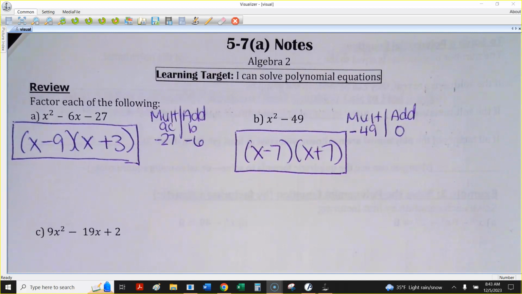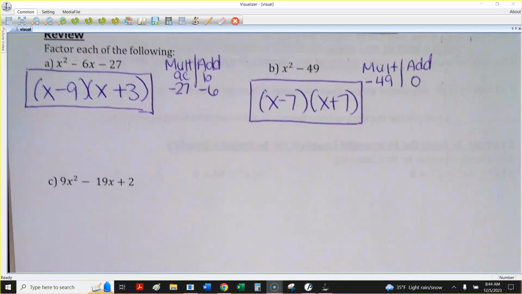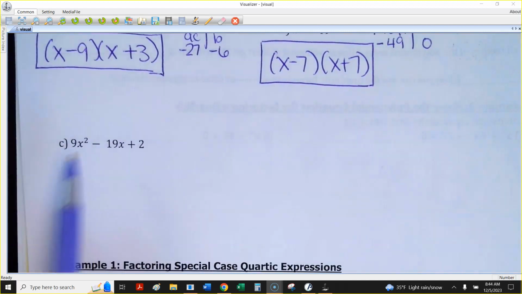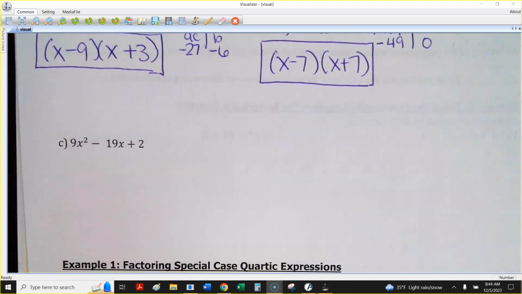Okay, now I won't lie to you, the one at the bottom, I always feel like these are the trickiest. So if you've got a number in front of your x squared like I do here, just check real quick, see if all three of the terms have anything in common. So like do 9, 19, and 2 have anything I could divide them all by? Unfortunately for this question, no. They don't have anything in common.